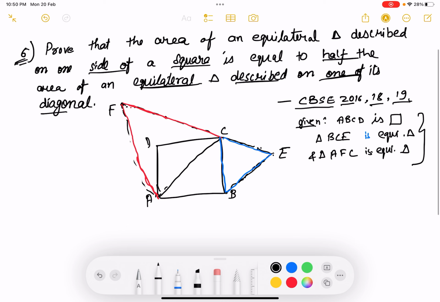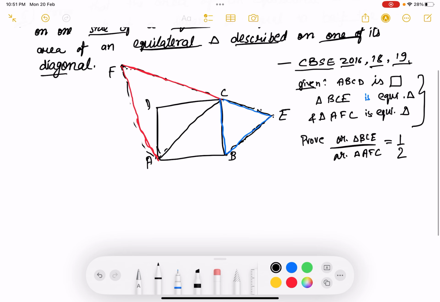What we have to prove? We have to prove that the ratio of the area of the triangle BCE, that is this blue triangle, upon the area of this red triangle, triangle AFC, is equal to 1/2. Okay, so how to prove this?